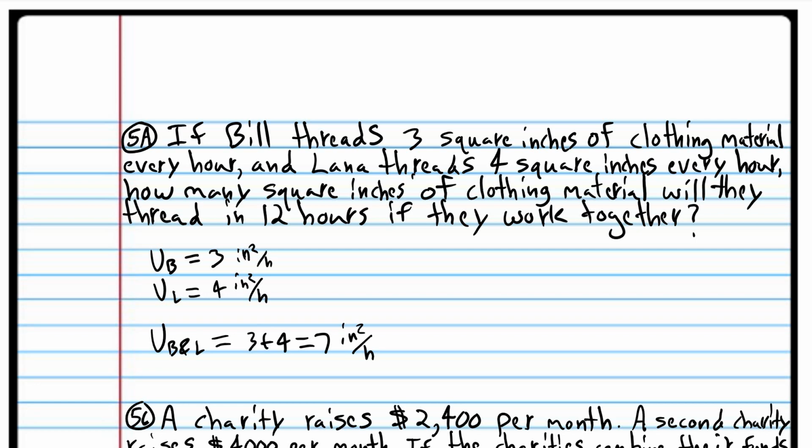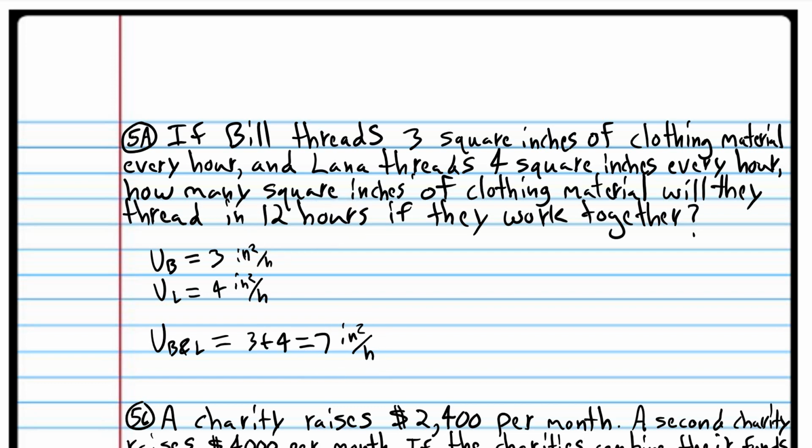So now we know that they thread 7 square inches per hour. We want to know how many square inches they can thread in 12 hours. So that's just 7 for 1 hour, 14 for 2 hours, 21 for 3 hours, so on and so forth. Obviously, you can tell it's just going to be multiplication. You just take this number and multiply it by 12.